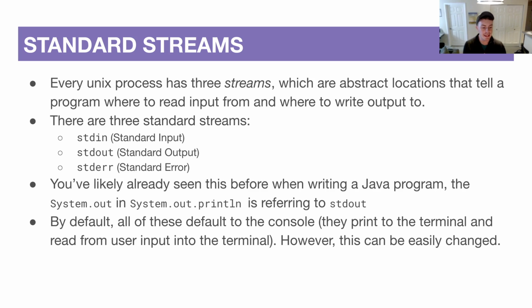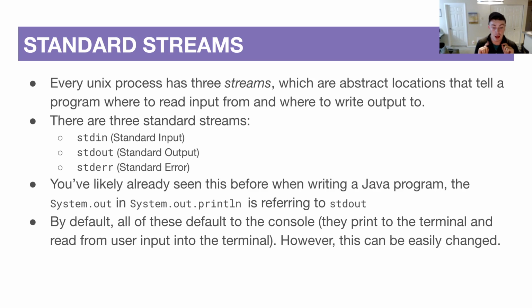You've already seen these in Java programs for the most part. Whenever you do system.out.println, that's telling the Java program to print to standard out, which, when we saw it in our terminal, was just the terminal screen. And similarly, the input is like the keyboard input from the user, but that's actually going to be slightly not true. It doesn't necessarily have to come from the keyboard. We'll actually talk about that later. But by default, they're all coming from the console. They print to the terminal and they read user input from the terminal.